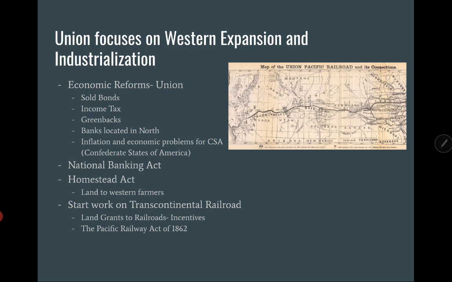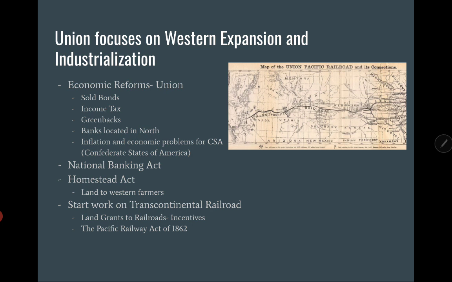Meanwhile, Lincoln in the North is able to essentially do everything they wanted to do while the South is gone. They are going to do a lot of infrastructure. They are going to have economic reforms. They are going to print money. They are going to sell bonds. They are going to strengthen the banks with the National Banking Act. They're going to do a Homestead Act to try to get Western settlements. They are going to start a transcontinental railroad. They are going to do all of these things while the South is gone, and it's going to improve their economy.